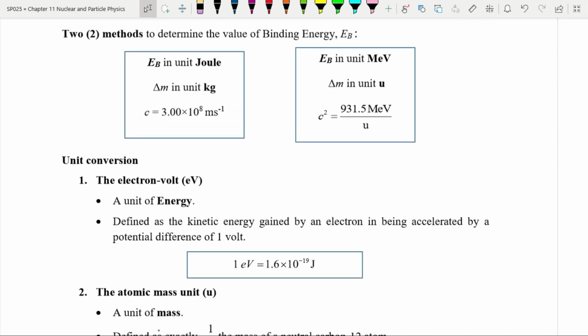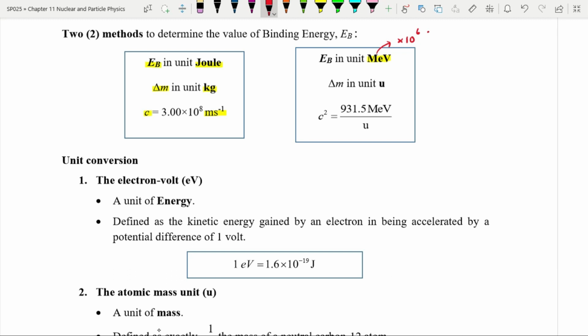Okay, so actually ada dua method untuk kita kira binding energy by using the same formula. Yang pertama, kalau kita punya energy dalam joule, kita punya delta M harus ataupun wajib dalam kg. And then kita punya C dalam SI unit of speed, which is ms^-1. Tetapi kita ada another unit bagi energy, which is electron volt. Dalam case ni, ditambahkan prefix mega sebab energy dia slightly larger. Sangat-sangat besar, so mudah untuk kita tulis kalau kita letak prefix mega. Mega is 10 to the power of 6.